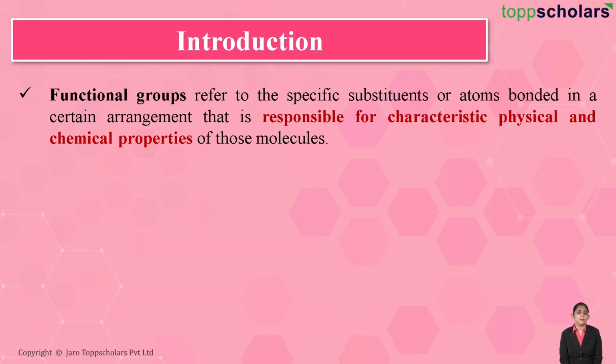Confusing, right? Okay, let's make it a bit simpler. Functional groups are certain substituents or atoms which are bonded in such an arrangement that is responsible for the properties of the substance. And these functional groups give the characteristic physical and chemical properties to that substance. For example, functional groups like alcohols, amines, aldehydes, and many others.